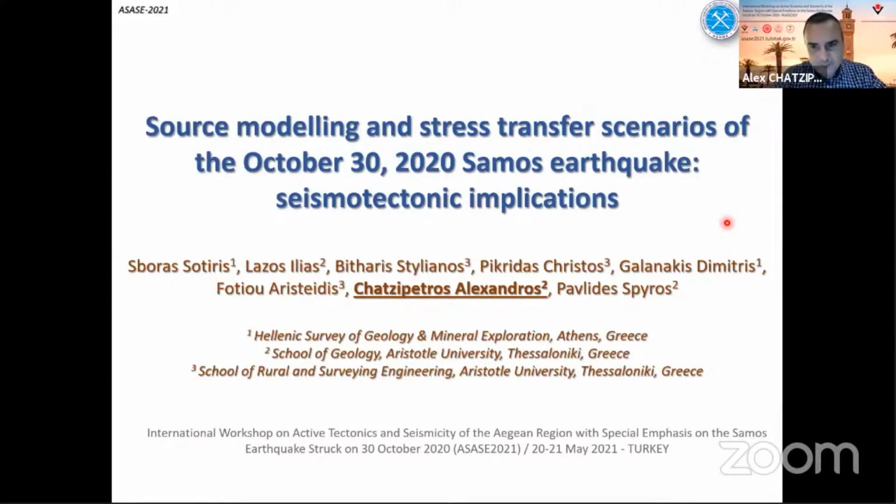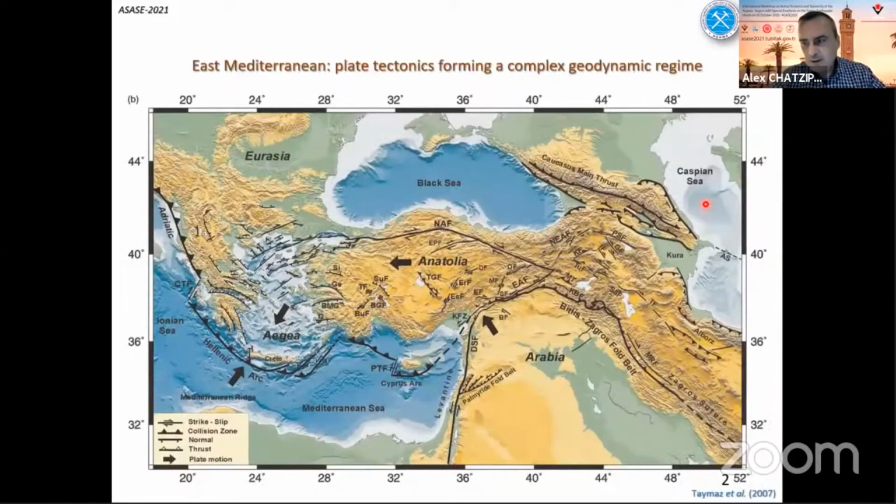This is a cooperation between the Department of Geology at the University of Thessaloniki, together with our colleagues at the Hellenic Survey of Geology, as well as the School of Rural and Surveying Engineering, who helped us with the geodetic information. I'm not going to go into much detail with the first few images, because we have discussed them extensively during these 2 days.